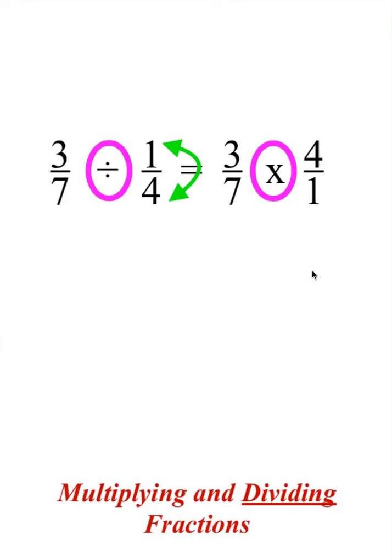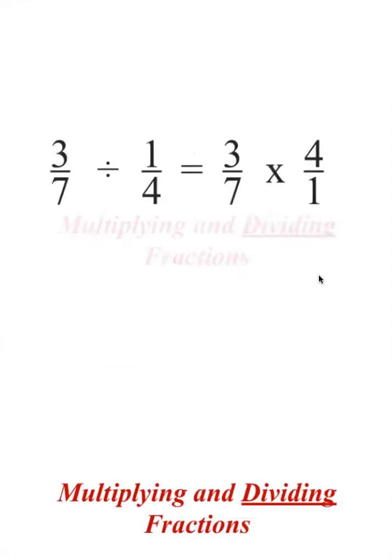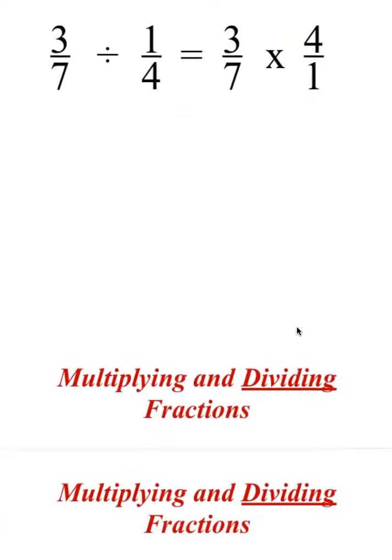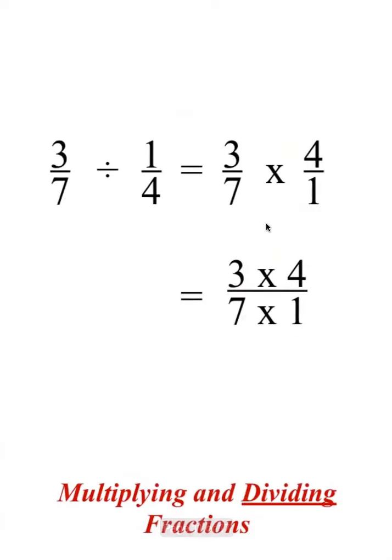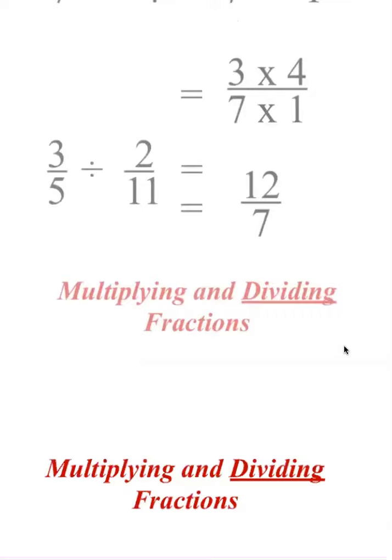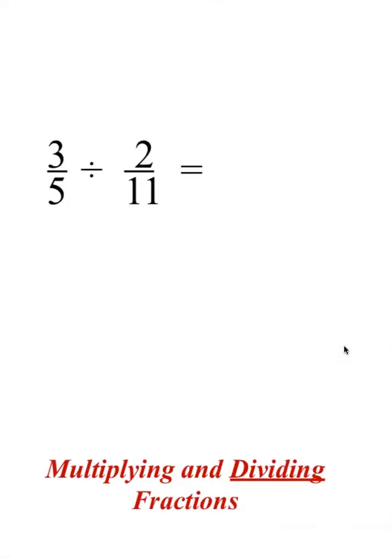And now we're just multiplying fractions again. So it's like the previous question. So we times across the top, so 3 times 4, and then we times across the bottom, so 7 times 1. And then we just tidy that up. So 3 times 4 is 12, 7 times 1 is 7. Then we're all done.